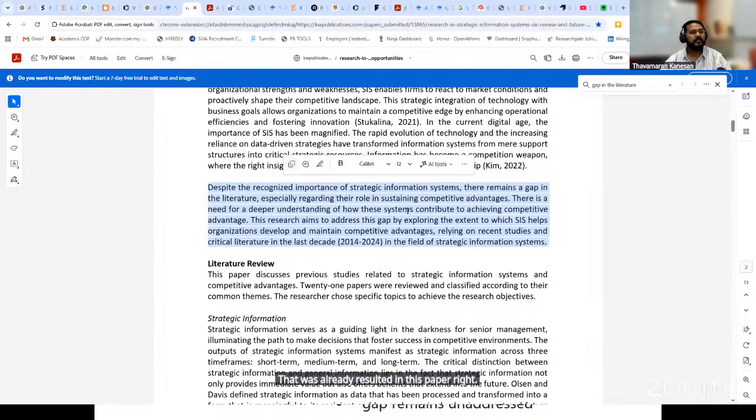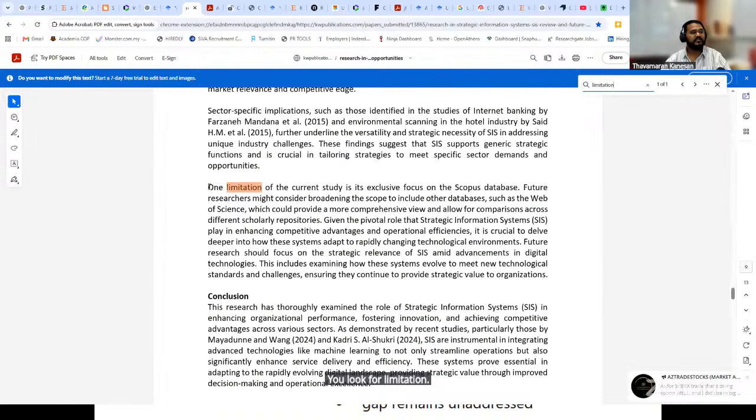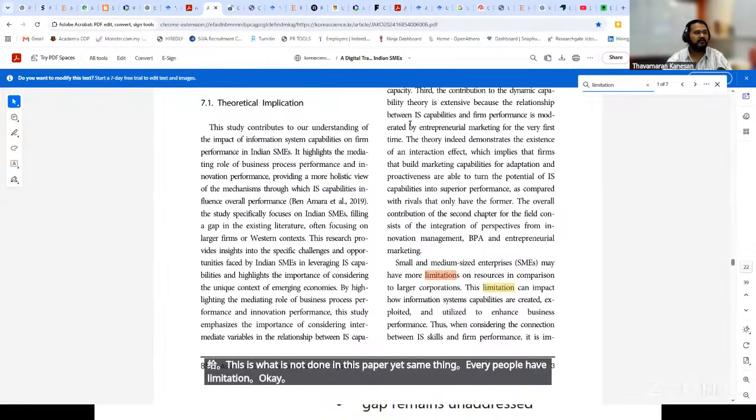Now, you look for limitation. Limitation. Okay, this is what is not done in this paper yet. Same thing. Every paper will have limitation. Okay, limitation. See, limitation.